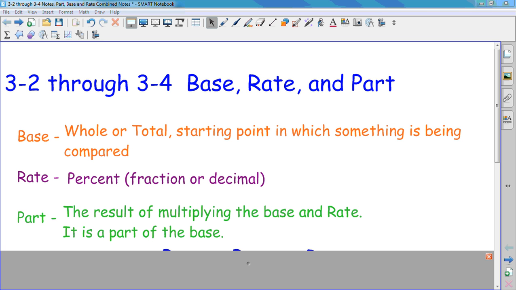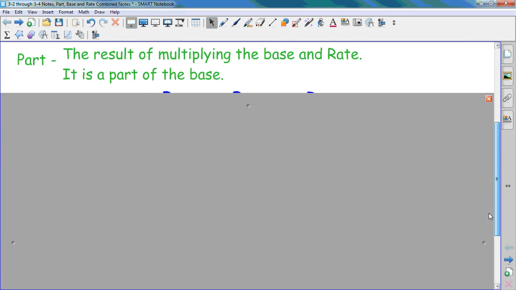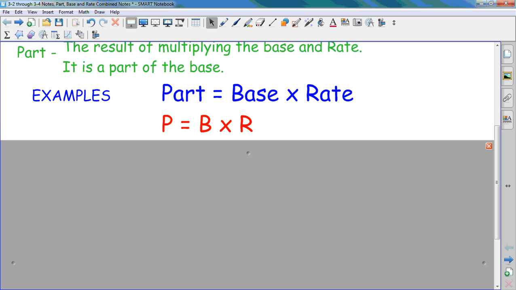If you go back to our $10 example, the part is the actual $5. The part is $5, and 50% of $10 is $5. That's what I'm talking about. That's the part. Okay, the formula is very easy. It's just part equals base times rate. Part equals base times rate.